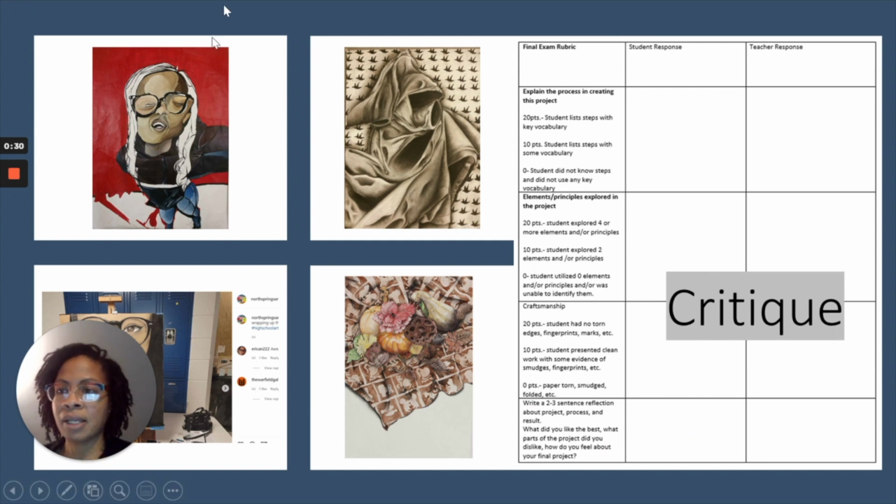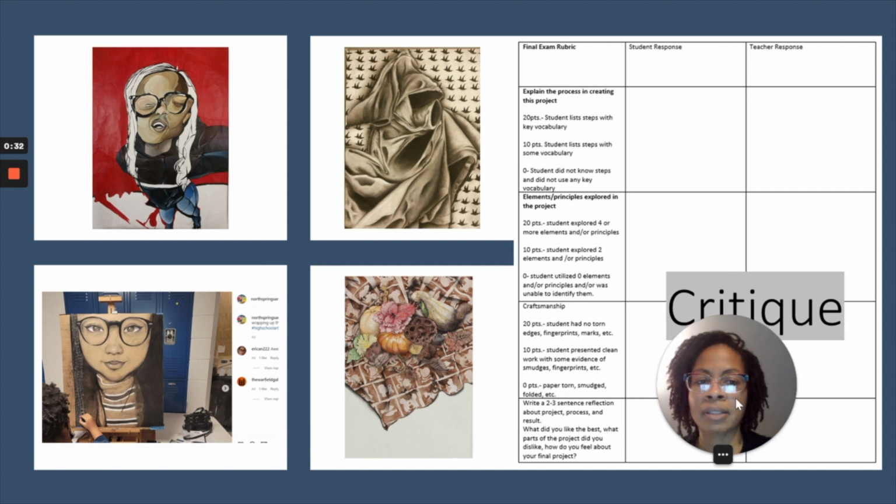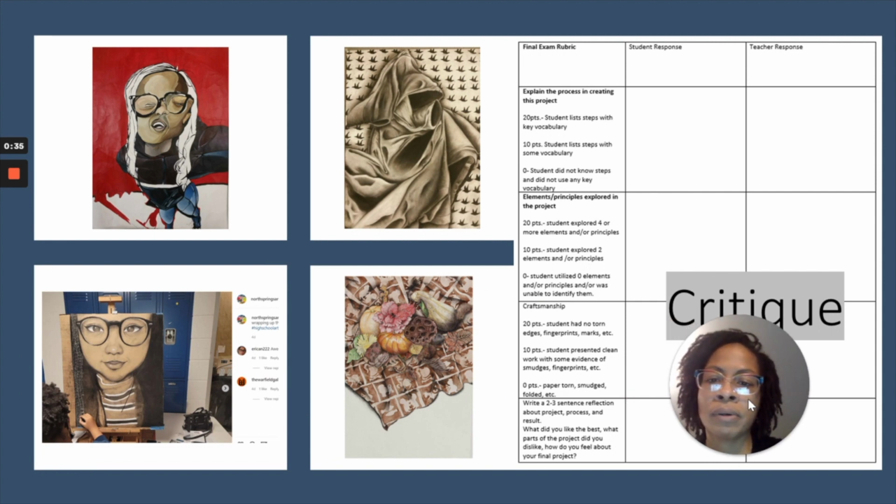So a critique is probably a popular one amongst art teachers. This is actually a sheet that I use, not necessarily just for final exams, but in general. It's a nice reflective critique for students and for teachers. So the student can leave responses and the teacher can leave responses. The first prompt is for them to explain the process in creating their project. And let me stop and say that this sheet would be handed out before the critique even starts.